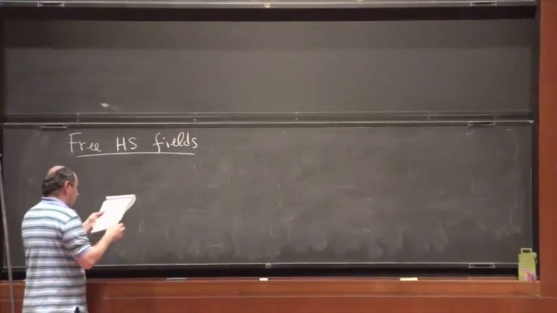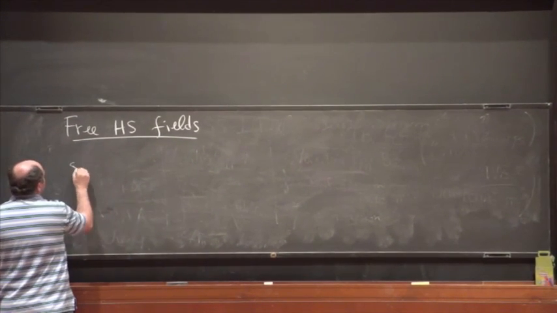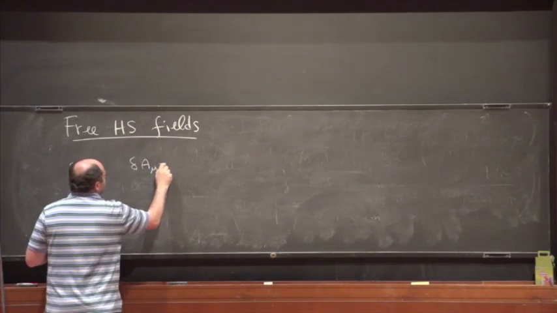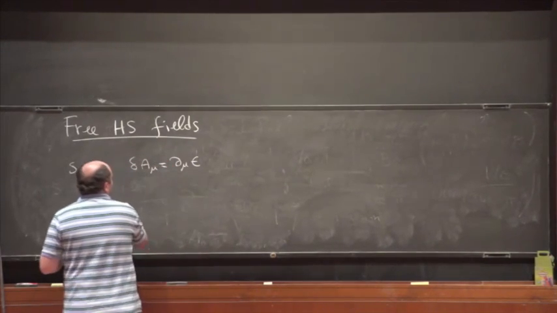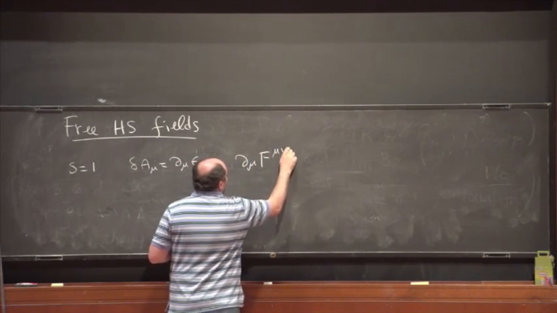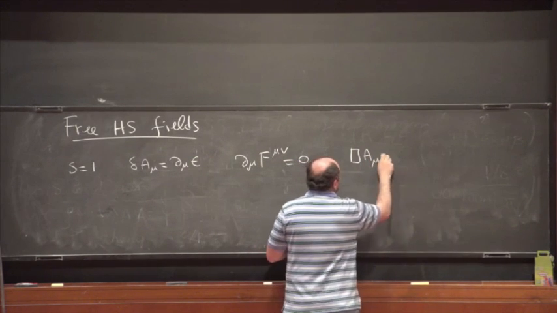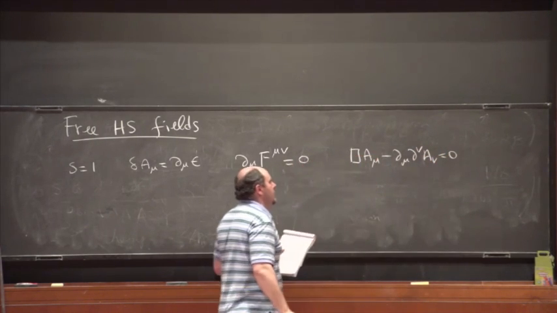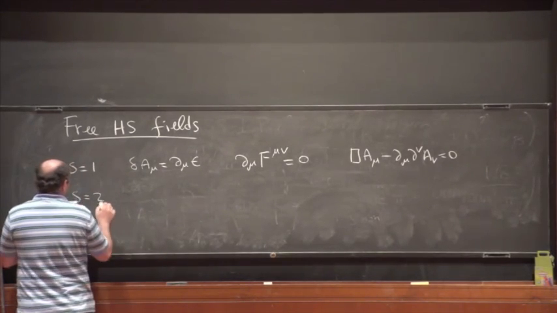And let me start first in flat space. So the familiar examples are, of course, spin 1, which is the Maxwell theory, in which we have the familiar gauge symmetry and equation of motion, which are just this, or in terms of A. Okay, so this is the free equation for a massless spin 1 field.